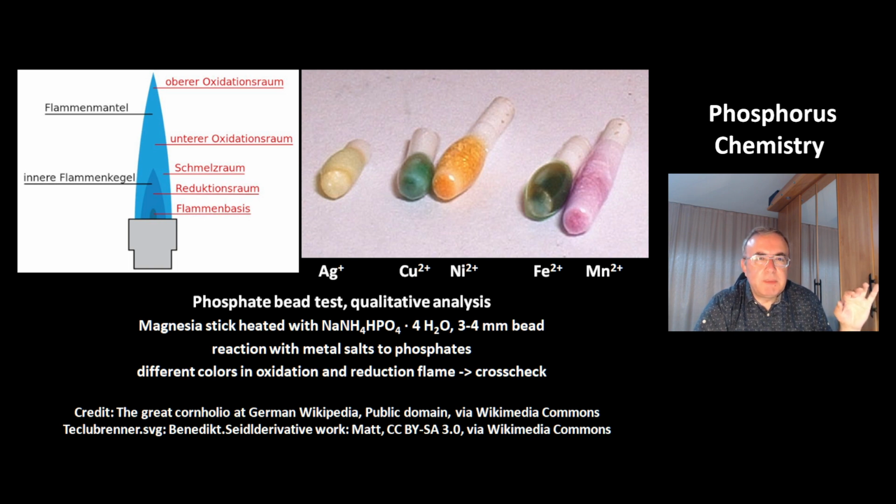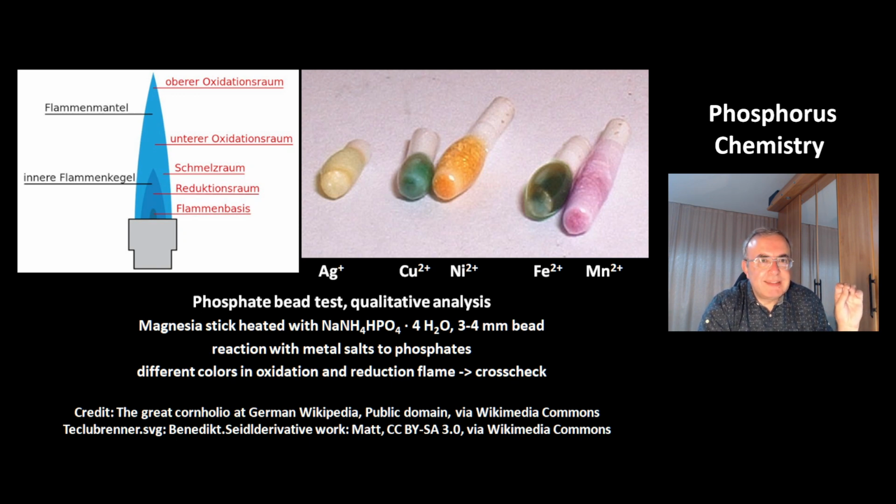The point is, different metal salts make different colors of phosphates. At the top right, you can see some examples. At the left, that's silver. You get a light yellow phosphate bead. And with copper, green. Nickel, orange. Iron(II), you get a dark green. And with manganese, you get a pink phosphate bead.